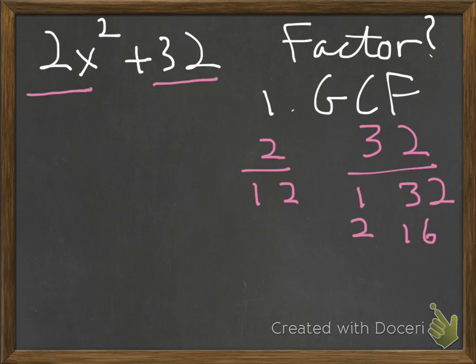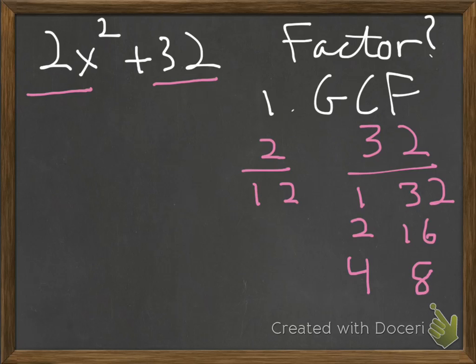Can't be divided by 3. It can be divided by 4, though. 32 divided by 4 is going to be 8, right? 8 times 4 is 32. And I do believe that is going to be it. Can't be divided by 5. Can't be divided by 7. And 32 divided by 6 is about 5.3. Okay? So these are going to be my factors.